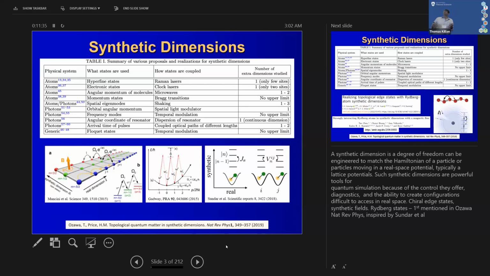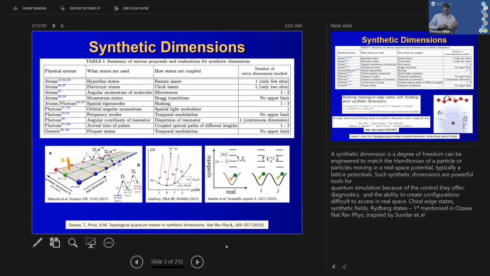So a synthetic dimension is a degree of freedom that can be engineered to match the Hamiltonian of a particle moving in a real space dimension. And these synthetic dimensions are very powerful platforms for quantum simulation because of the amount of control that one has over all the parameters of the Hamiltonian, and they're usually very well characterized. And this allows you to realize systems that may be very difficult or impossible to realize in real space.